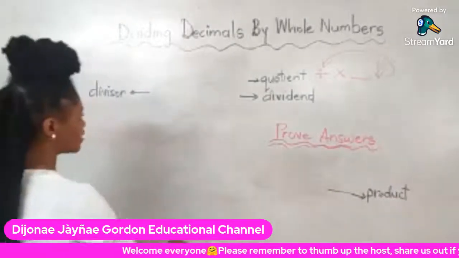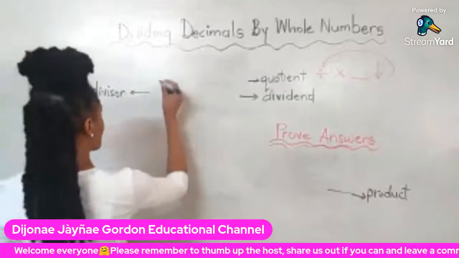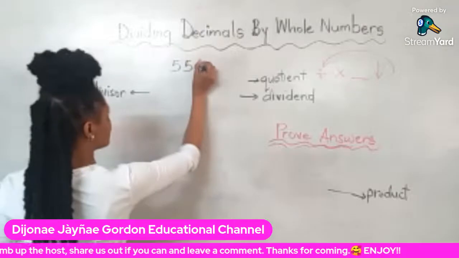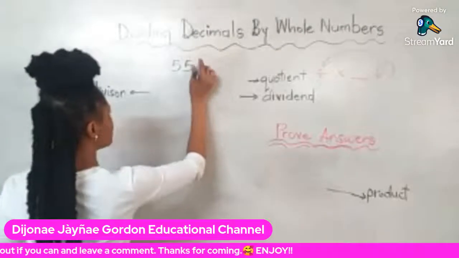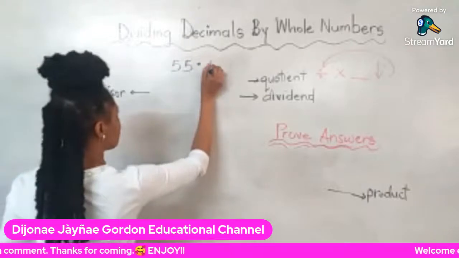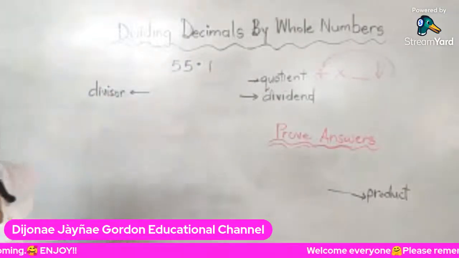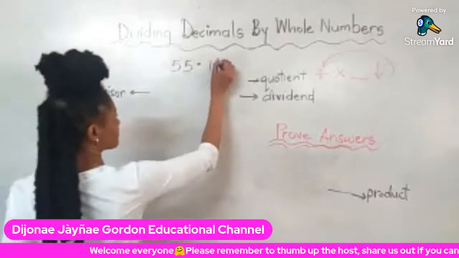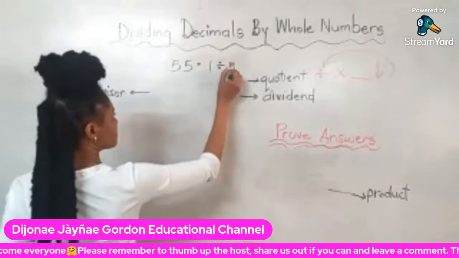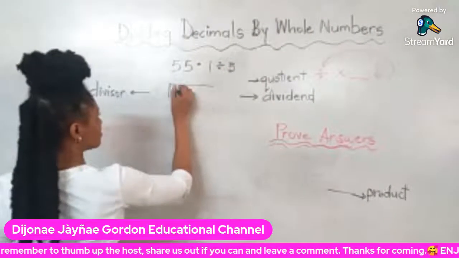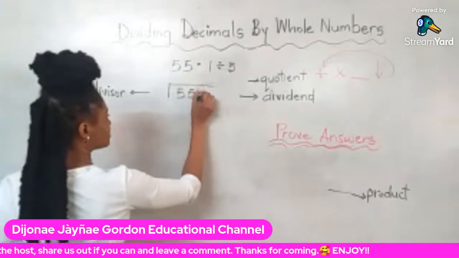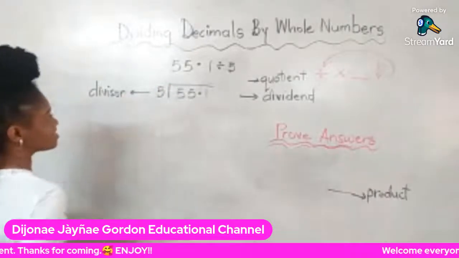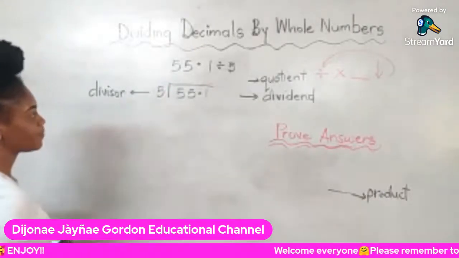All right, so let's quickly do this one. And of course, we have 55.1 divided by 5. Let's work that one. We're dividing by 5. Settle the problem first thing. 55.1 is known as your dividend, and of course 5 is your divisor. Let us work this problem.